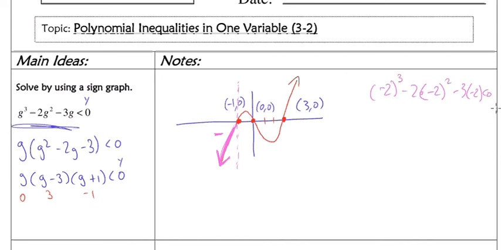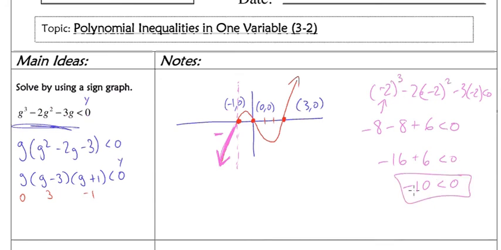Let's find out. Negative 2 cubed is negative 8, minus negative 2 squared, that's positive 4, and 4 times 2 is 8, so minus 8. And then minus, or rather plus 6. And is that less than 0? Again, it should be. Let's continue on. We get negative 16 plus 6 is less than 0, and that's negative 10 is less than 0. And so when we plugged in the g value of negative 2, we found a true situation where negative 10 is less than 0. Okay, so there's those situations.